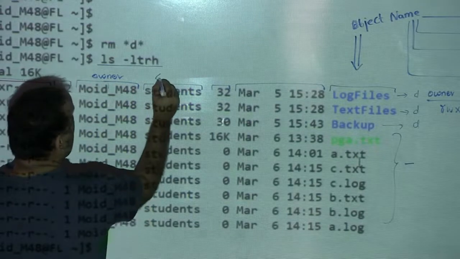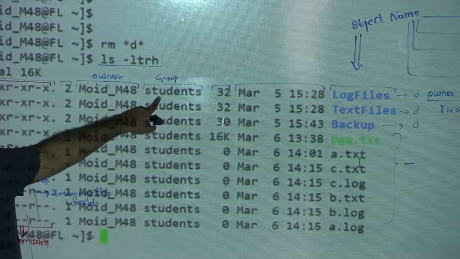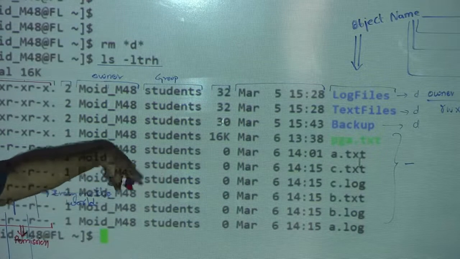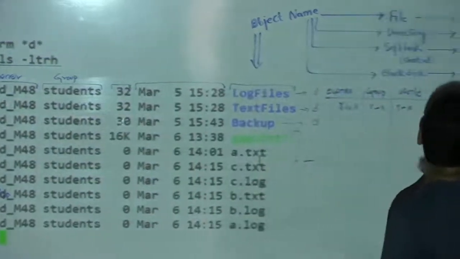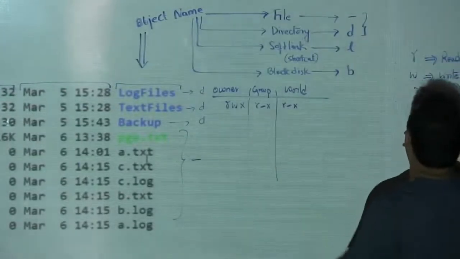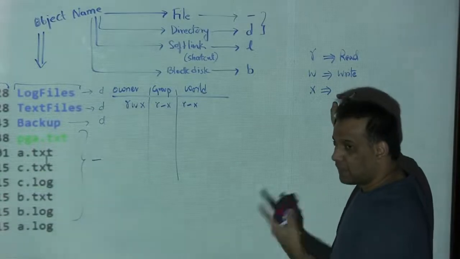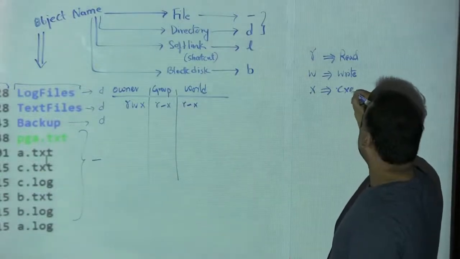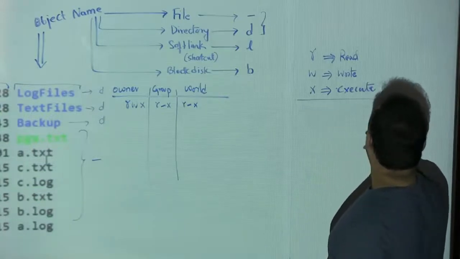What is this? This is the group. Anybody who is part of this group is going to have the second level of permissions there. The third level is for the rest of the world. So here, read, write, and X means the owner has, if there is a program in that directory, the permission to execute. Okay, so this is the permission for the owner.